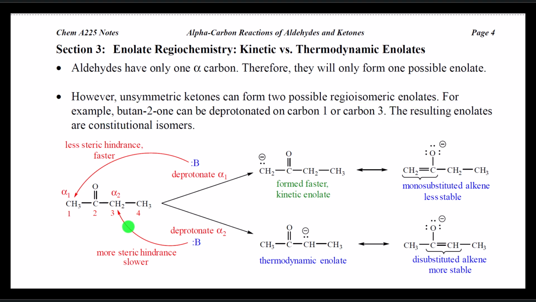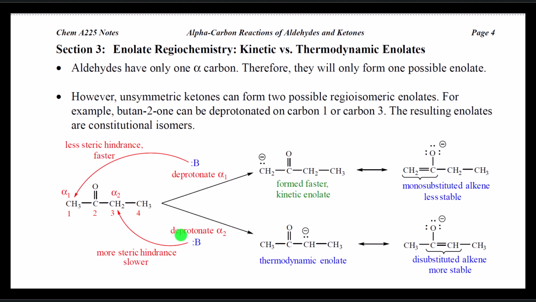For example, if we look at butan-2-one, we can deprotonate on either carbon 1 or carbon 3. Both of these are alpha carbons. We will call carbon 1 alpha 1, and we will call carbon 3 alpha 2. If we deprotonate on alpha 1, using a base to remove a hydrogen from alpha 1, we would form this enolate.